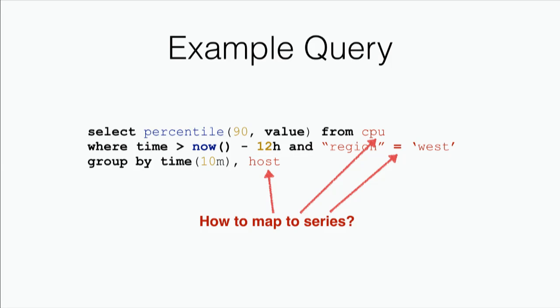Our query engine works in two phases. One is the planning phase, where we determine which series we're working with, and the other is the execution phase, where we actually compute these percentiles in these windows of time.